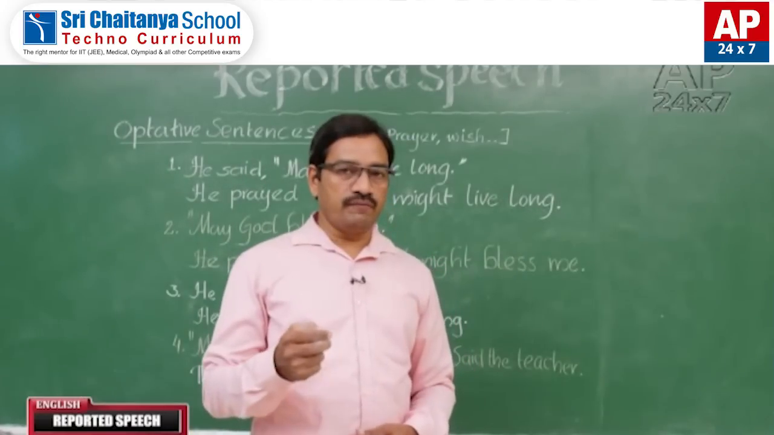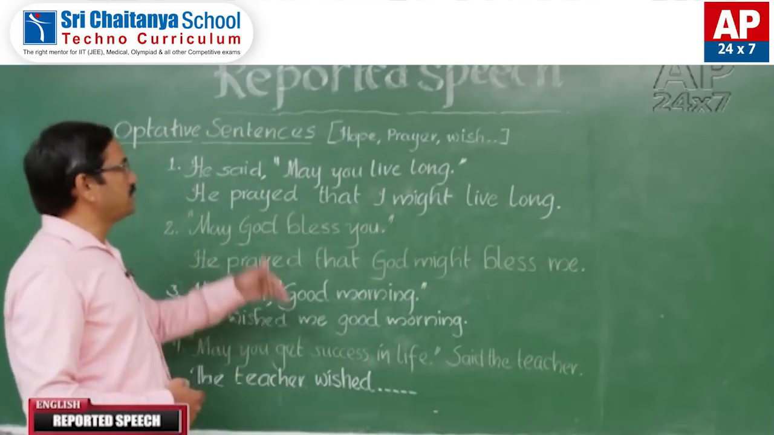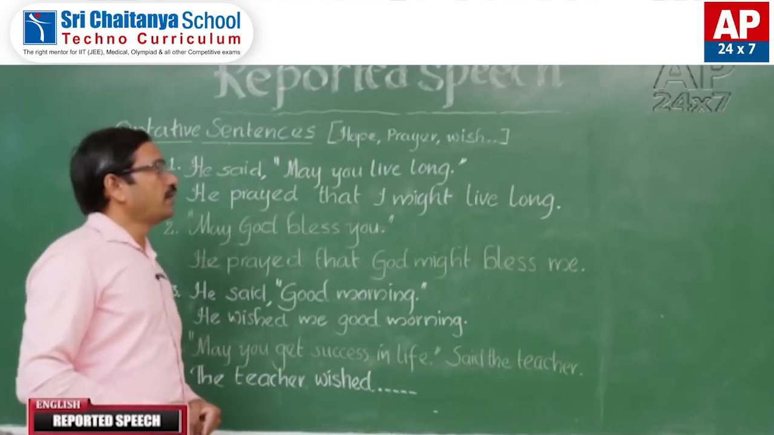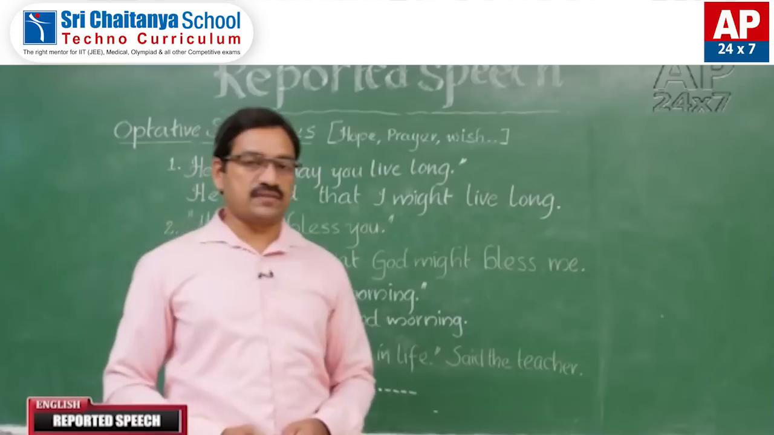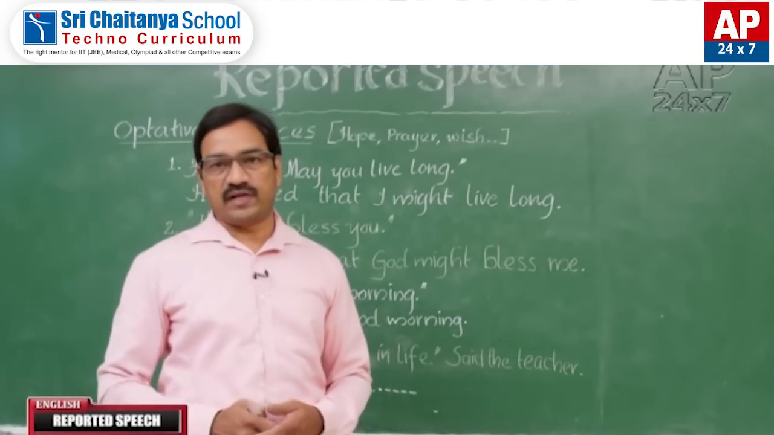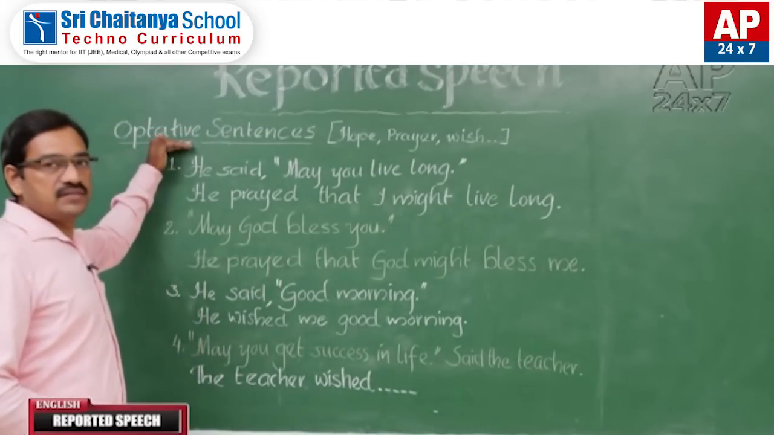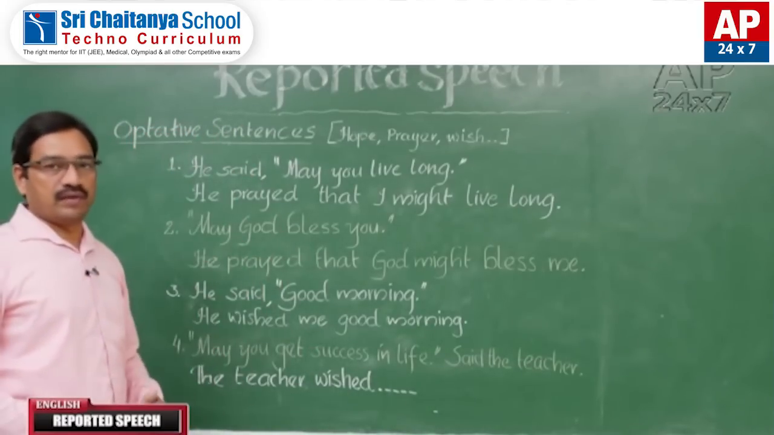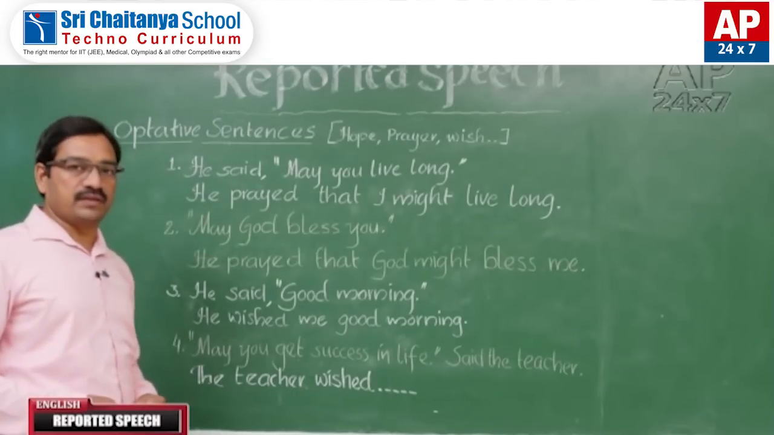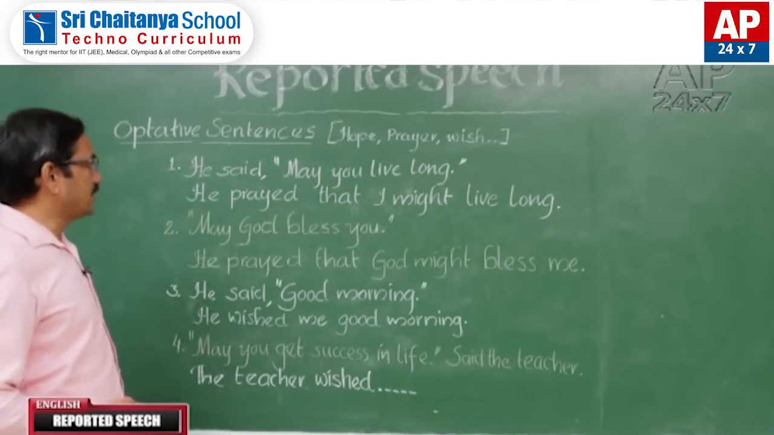Let us see how we change direct into indirect speech when the given sentence is in the optative form. Optative sentences mean hope, prayer, wish, greeting, etc. As you know, we have divided kinds of sentences into 5, and when we have sentences that are a prayer or wish or a greeting, how do we change them? It is a different pattern, the normal rules are not applicable here. Let us see the examples.